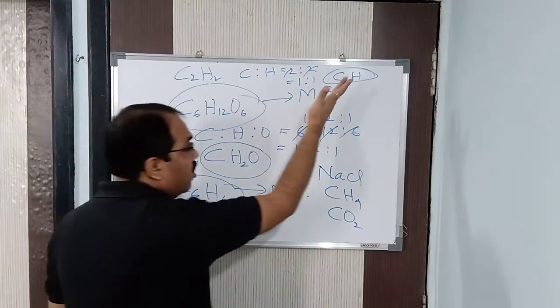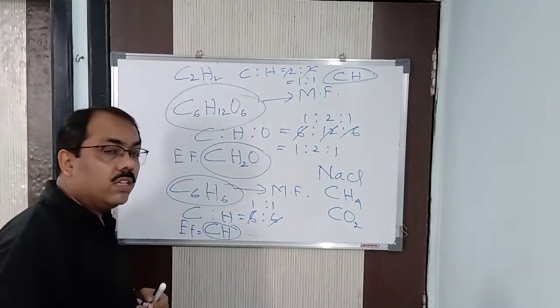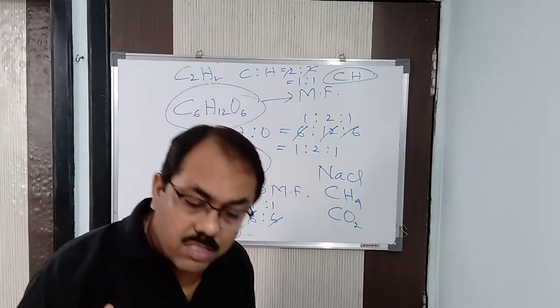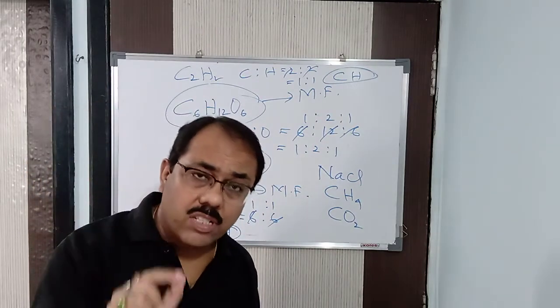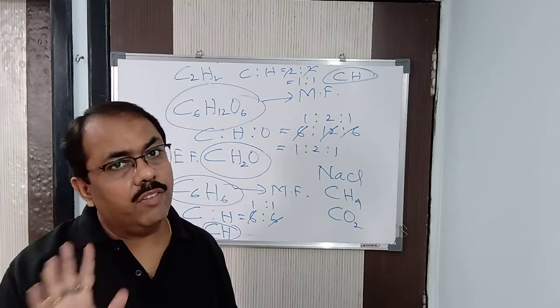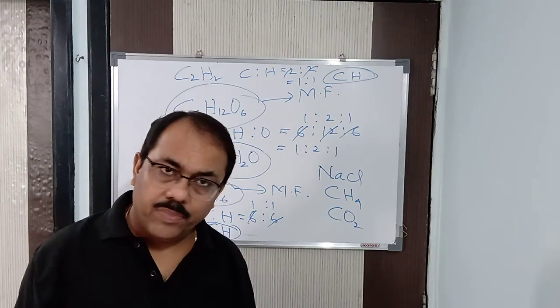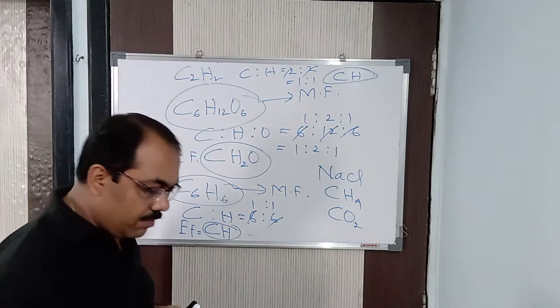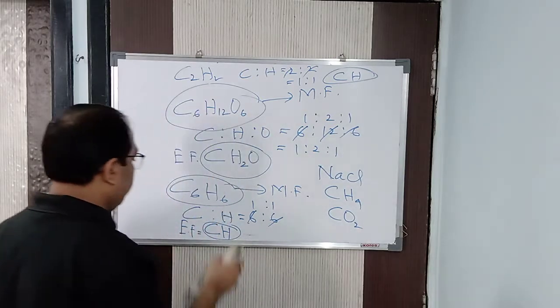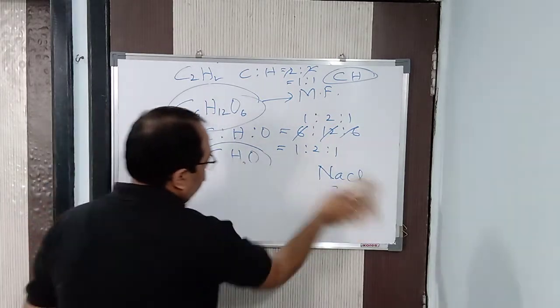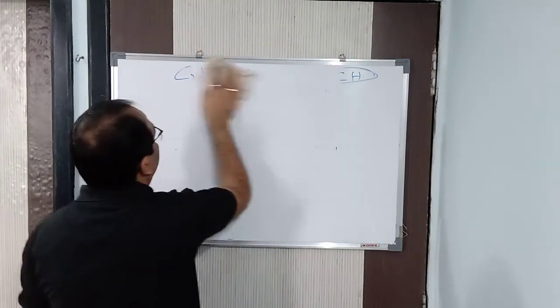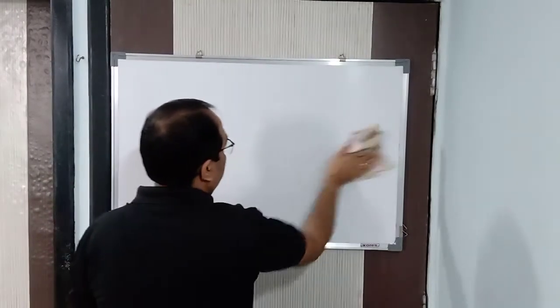So CH is not the actual formula. Again and again I am saying it. It is a ratio. It is nothing but the empirical formula which only gives us the ratio of atoms present in the given compound. Got it? Is it clear? What is an empirical formula and molecular formula? Now the question comes, how to solve the questions of empirical and molecular formula? Let me solve one question.